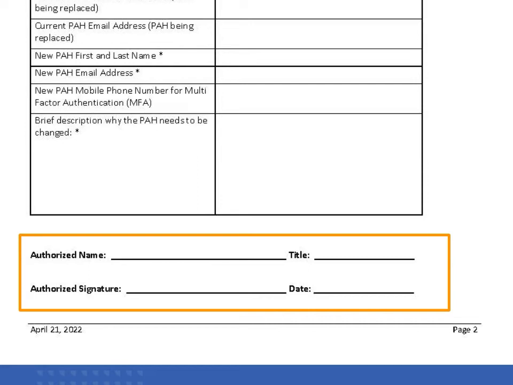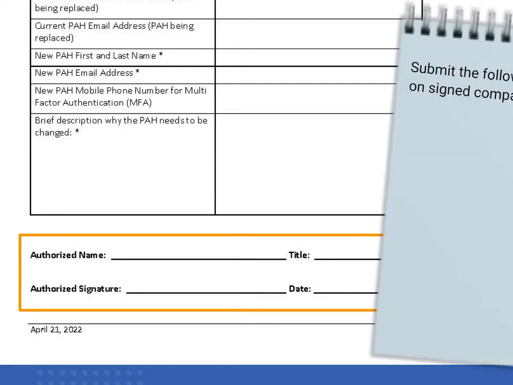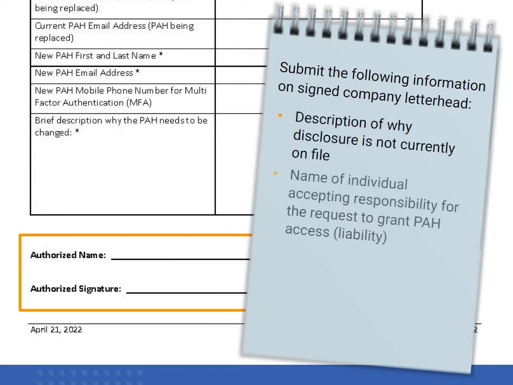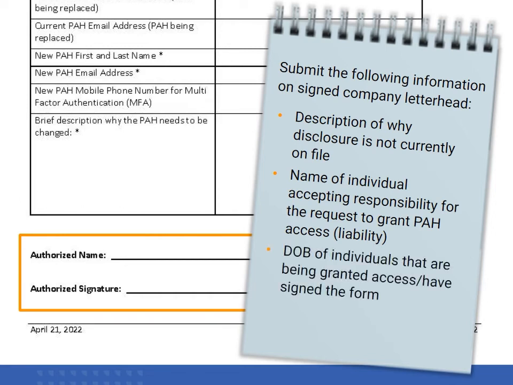if the individual is a newly authorized person, submit the following information on a signed company letterhead: a description of why the disclosure is not currently on file, the name of the individual accepting responsibility for the request to grant PAH access for liability purposes, the date of birth of the new PAH, the date of birth of the person signing the form, and the last 4 digits of the authorized individual's Social Security number.